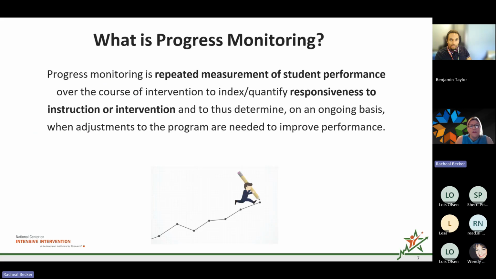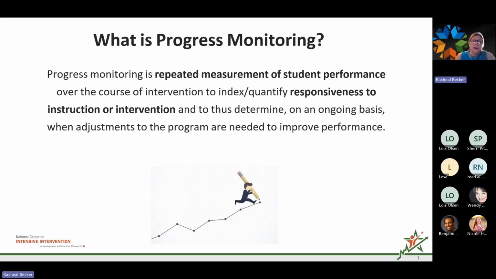So progress monitoring is repeated measurement of student performance over the course of the intervention. And then really what we're doing is we're measuring the student's response to the instruction or the intervention to see if what we're doing is working. The goal is to use data to determine in real time whether or not we are being effective and the students achieving what we're hoping they'll achieve from our intervention.